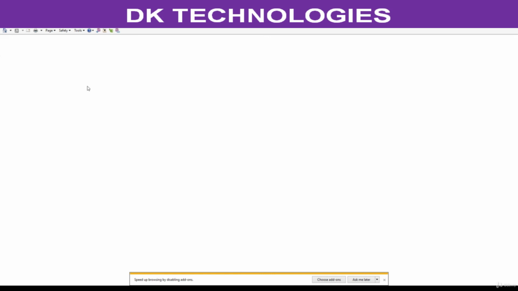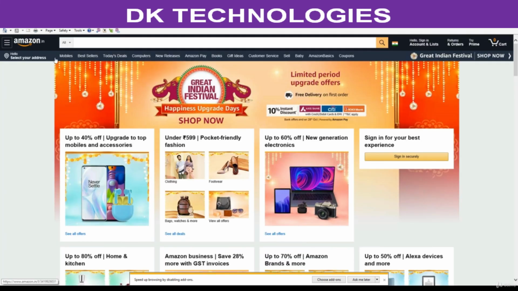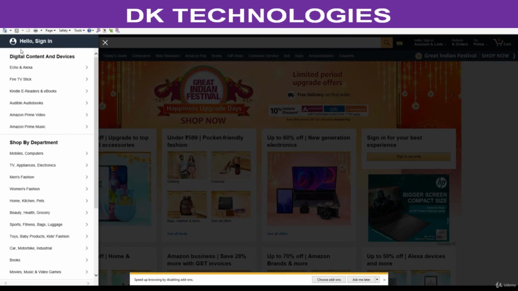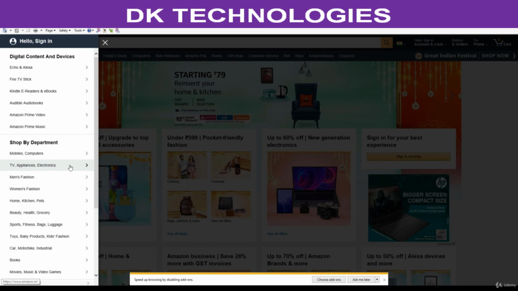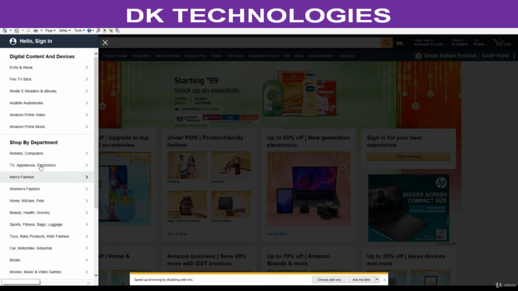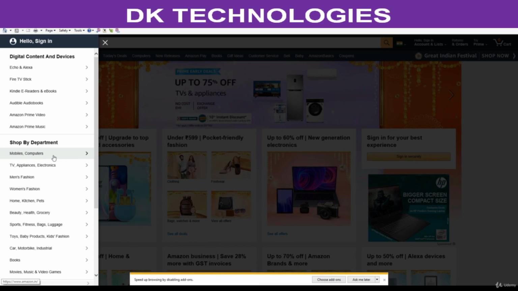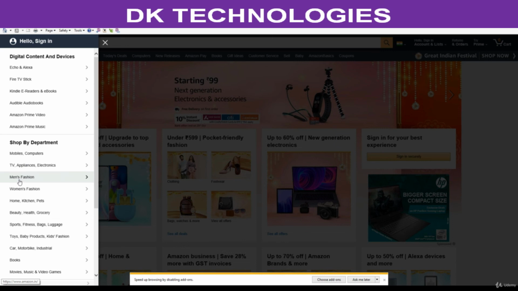Go to this website, click here. See here you are going to find all these are categories: mobiles and computers, TV, appliance, electronics, men's fashion, women's fashion, home, kitchen, pets. So each one equal to one category. So for procurements of mobile and computer, one group is responsible. For procurement of TV, appliance, electronics, one group is responsible. For procurement of men's fashion, one group is responsible. It could be individual or group of individuals.